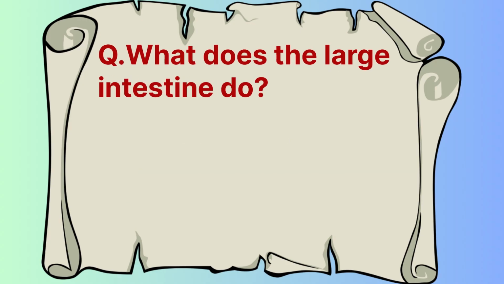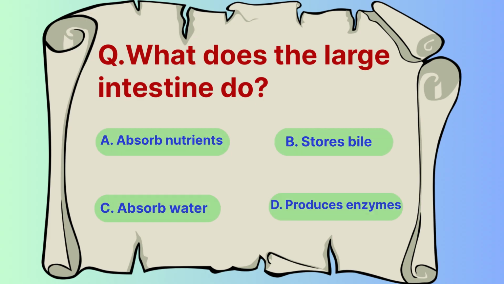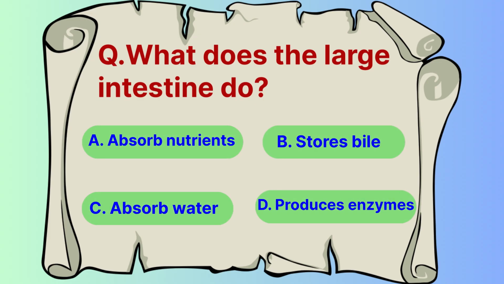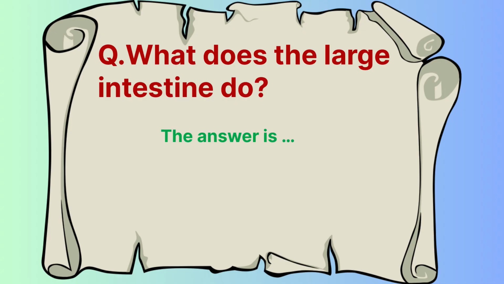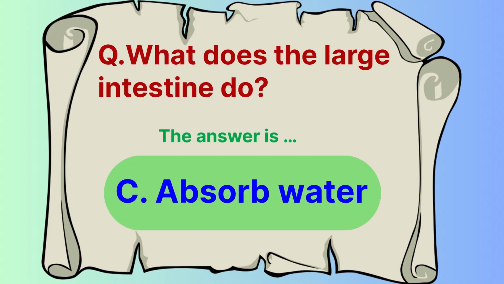Next question. What does the large intestine do? So the options are A, absorb nutrients, B, store bile, C, absorb water, D, produces enzymes. So the correct answer is option C, absorb water.